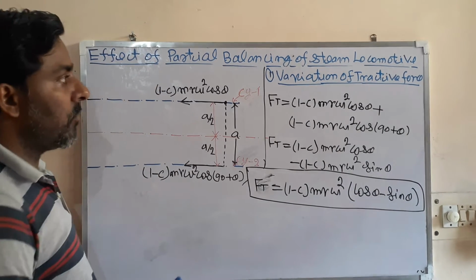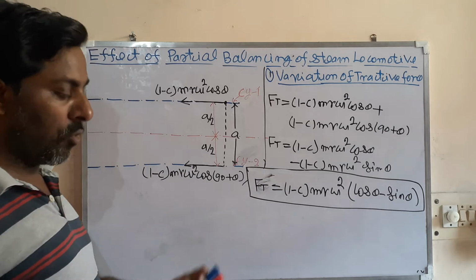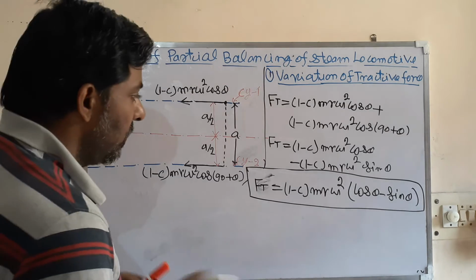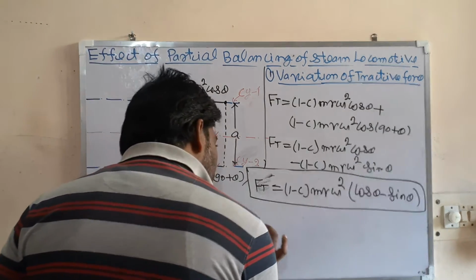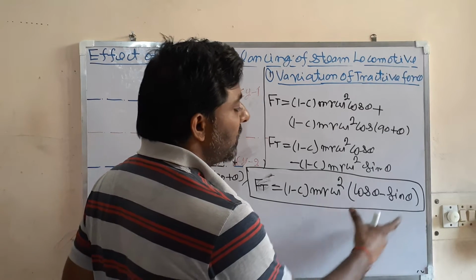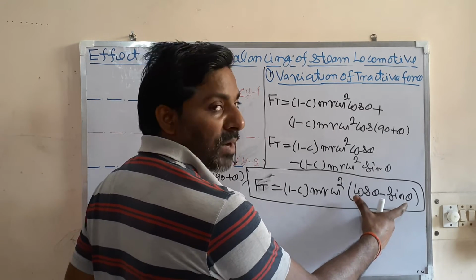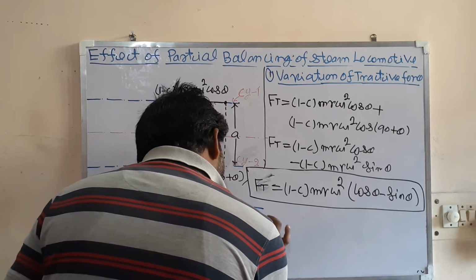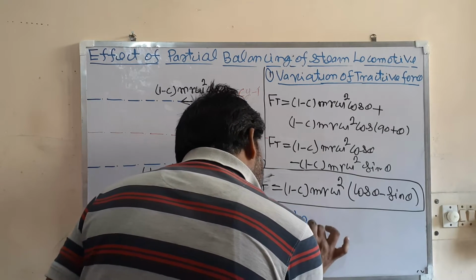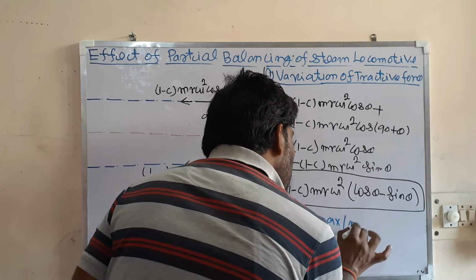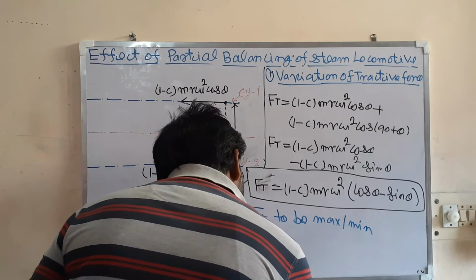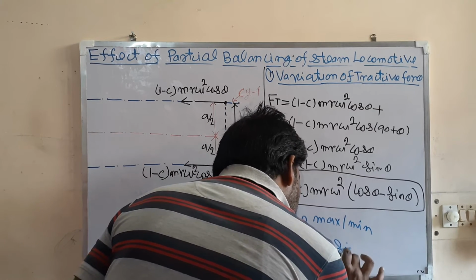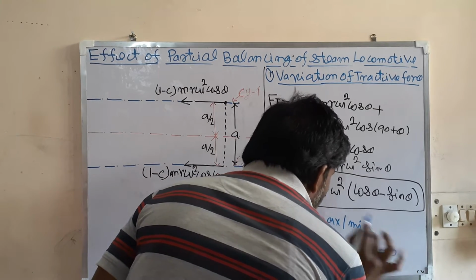So this is the variation of the static force. Now let us find out its maximum and minimum value, or what is its range. For its maximum and minimum value, since this is constant, this part should be maximized or minimized. So for Ft to be maximum or minimum, d upon d theta of cos theta minus sin theta should be equal to 0.